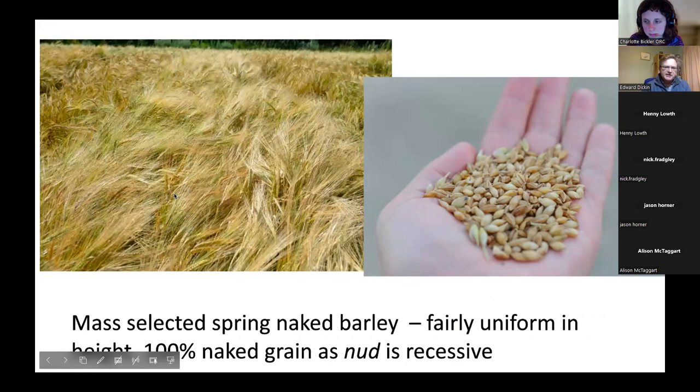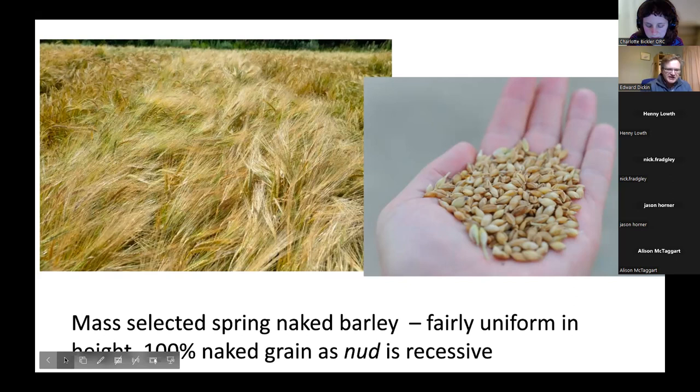So this is one of the mass selected populations. Instead of growing individual plants at the F2 stage, you mix them all together in a bulk plot, go through the plot, weed out anything you don't like, select anything you do like. You can do positive mass selection where you're selecting the ones that you do like, so the naked grains, for example, and then you can go through in later generations and weed out anything that's maybe too tall. So what we've come up with is lines of naked barley that look a bit like varieties, in that they're reasonably uniform in height, they're reasonably uniform in time of flowering, and they're yielding well, better than the available varieties of naked barley. But you'll never be able to get them through any sort of DUS testing, so distinct, uniform and stable.